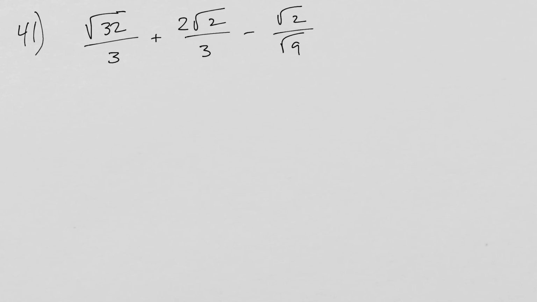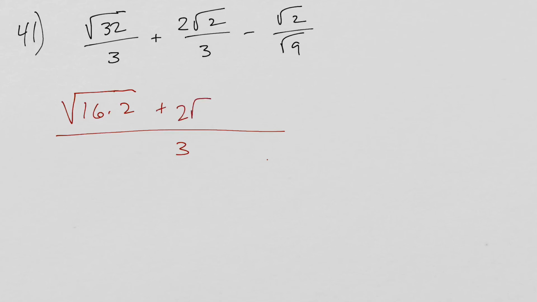Okay, we have a common denominator already because the square root of 9 is 3. So now I can just do this. I can say the square root of 32 is 16 times 2. By the way, this is all over 3. This is plus 2 root 2 minus root 2. When I take out the 16, it becomes a 4.